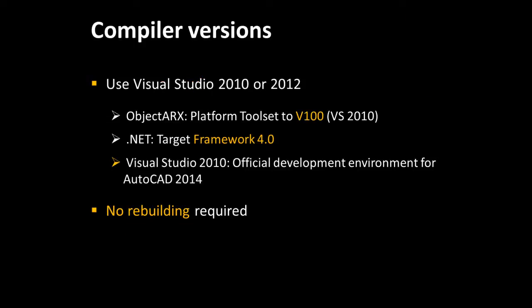Concerning compiler version, so mainly for C++ and .NET programmers, you are free to use Visual Studio 2010 or Visual Studio 2012, but then for C++ and ObjectARX applications, you will need to set the platform toolset to v100. It means that AutoCAD is still using the runtime of Visual Studio 2010. For .NET programmers, you will need to target the framework 4, and as well, Visual Studio 2010 is going to be the official development environment for AutoCAD 2014. However, you should not have any problem in developing applications under 2012.